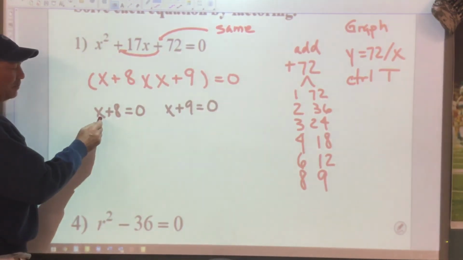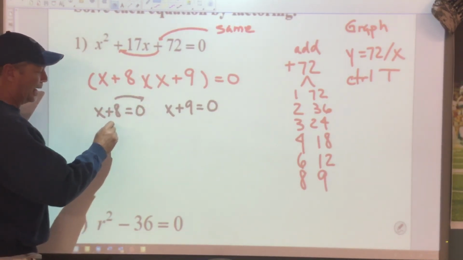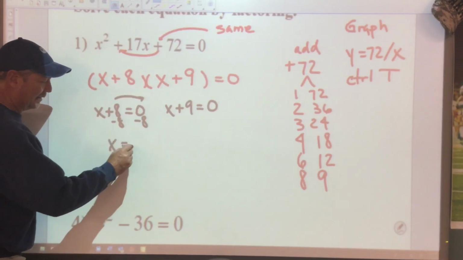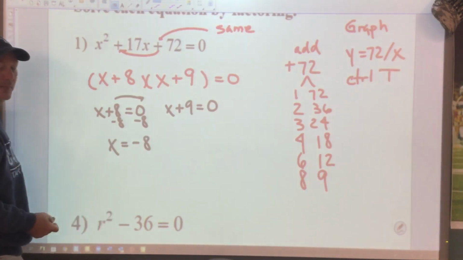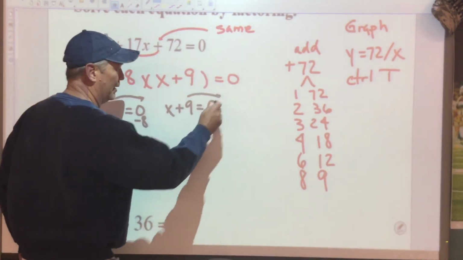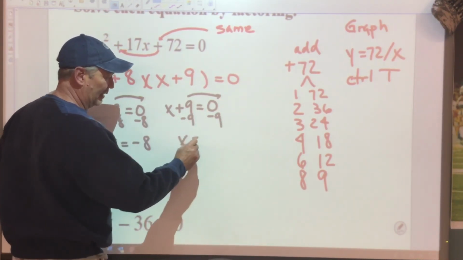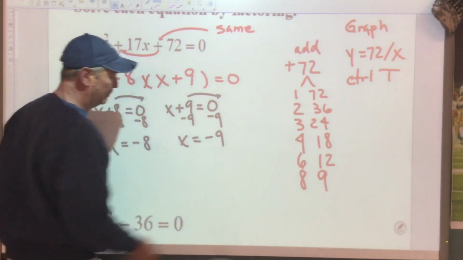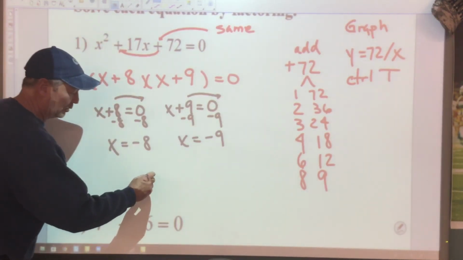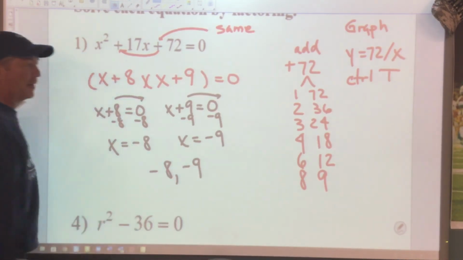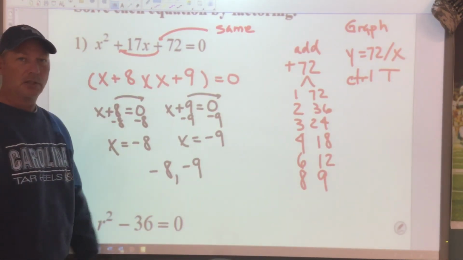We need to get x by itself, so we're going to move the 8: minus 8, minus 8. x equals a negative 8. We're going to move the 9: minus 9, minus 9. x equals a negative 9. My two solutions are negative 8 and negative 9. Let's do another one.